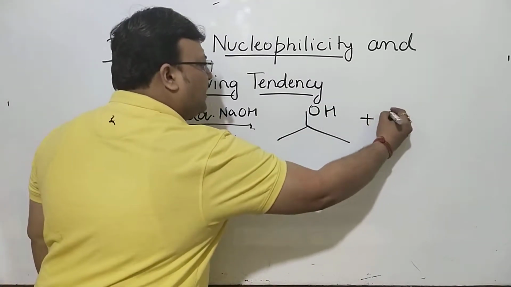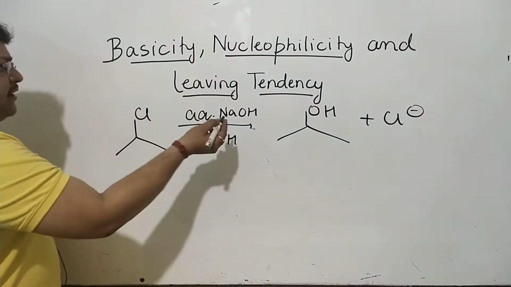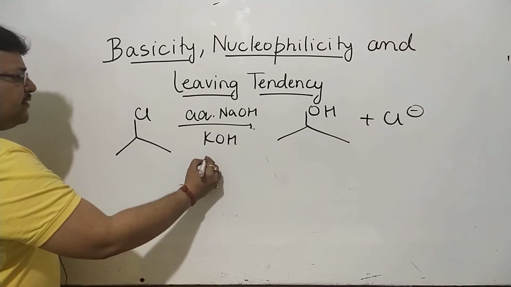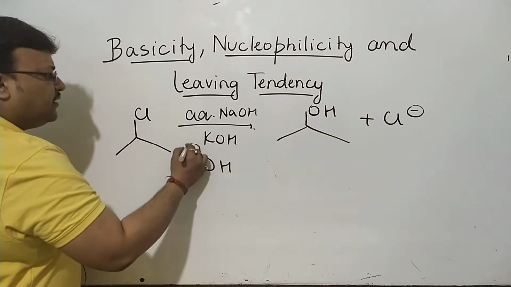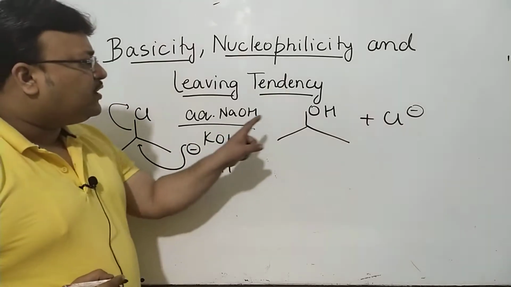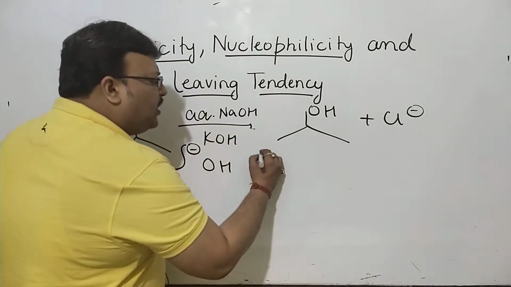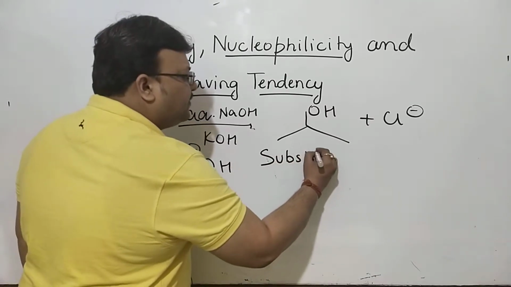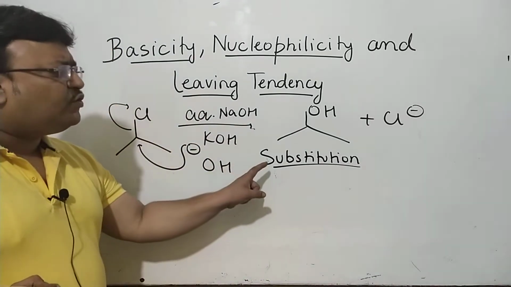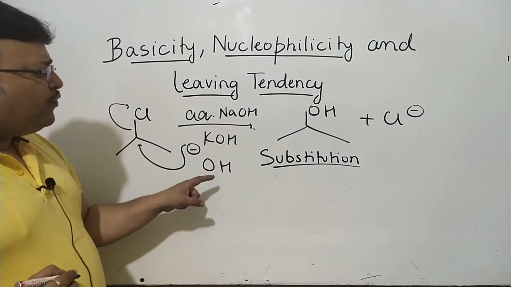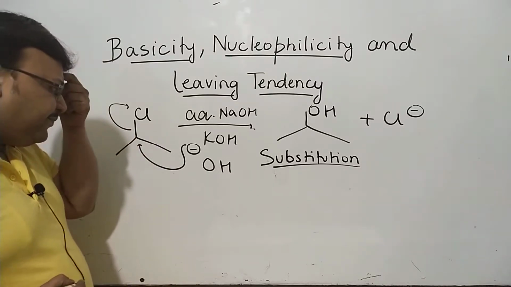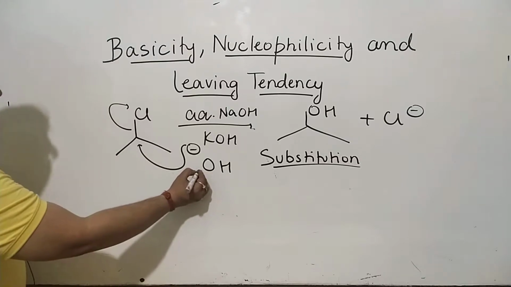Now naturally Cl minus is gone, Br minus or Cl minus from any halide is gone, and the species OH minus is substituting Cl minus. We'll want to call it a substitution reaction. And invariably, a substitution reaction is a reaction where a species acts as a nucleophile. So here OH minus is acting as a nucleophile.